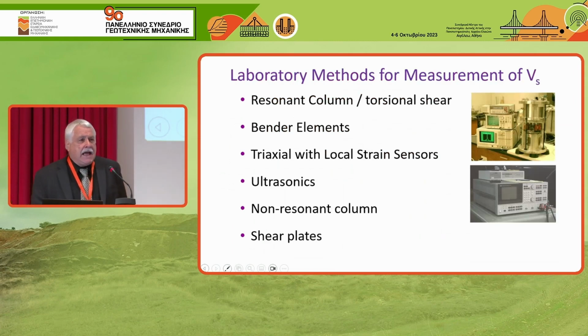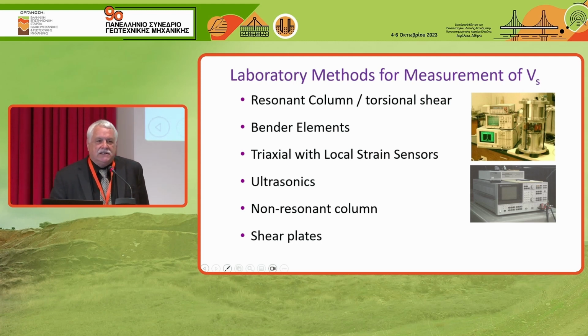We can have lab testing of shear wave velocity. These are the various methods. To do these, you have to have high quality undisturbed samples. That's always an issue with the lab rats. You have the highest quality. What kind of sampler did you use?